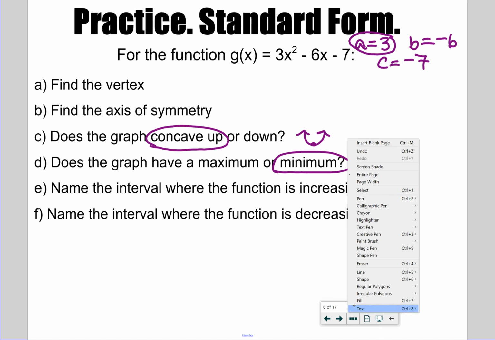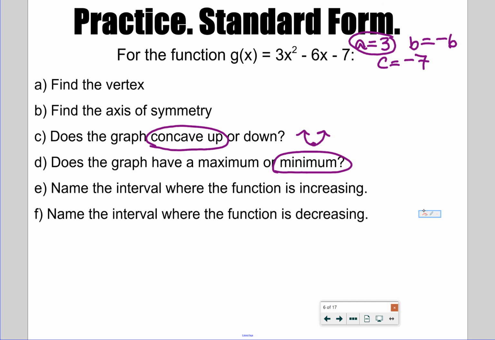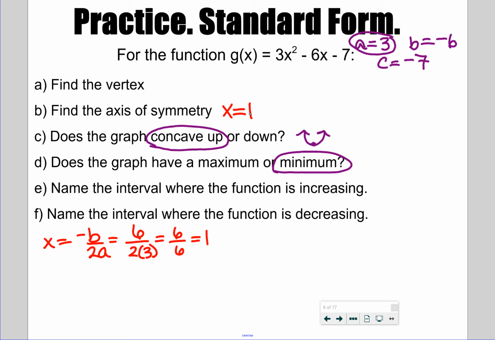The next thing I'm going to calculate is -b over 2a, and that's going to help me with my vertex and axis of symmetry. So -b, or the opposite of b, would be +6. 2 times a, 2 times 3, is 6, so 6 over 6, and you get 1. So the axis of symmetry is x equals 1.